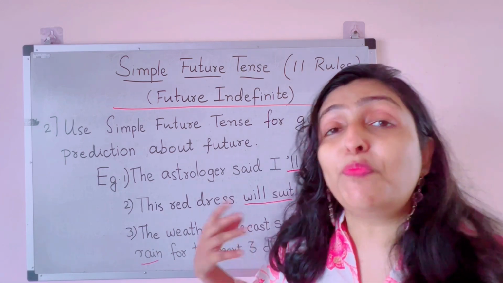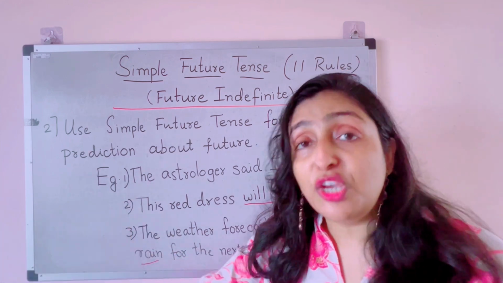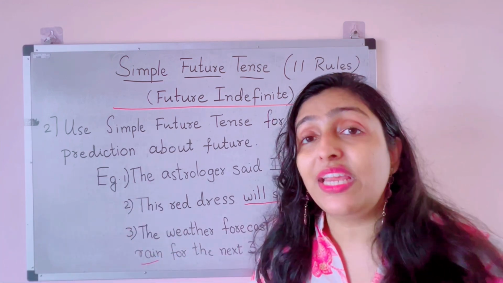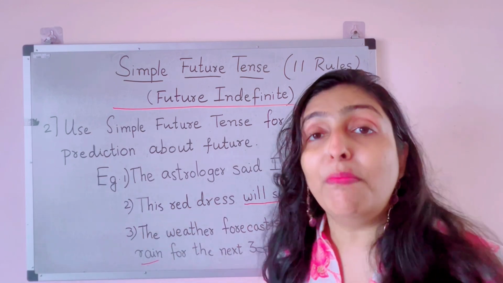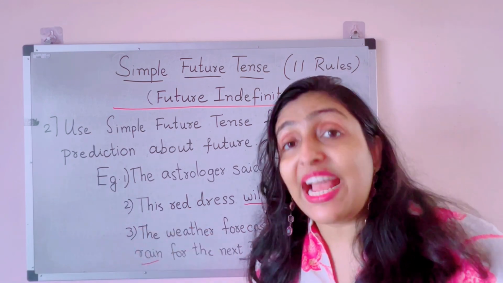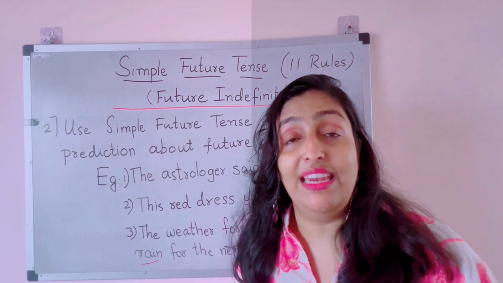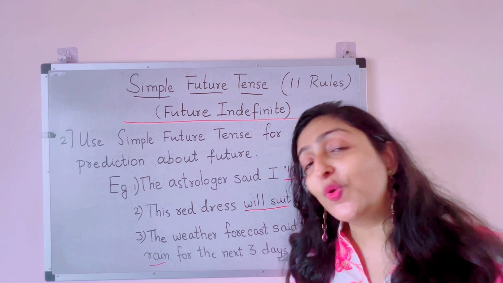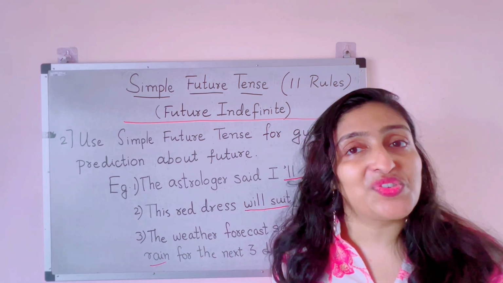They have given a prediction which is going to happen in the future, in the near future. Maybe in the next 3 days or in the next week or at least by the next month itself. So it's an anticipation. We'll all be eagerly waiting for that rain. In such cases, use simple future tense. Moving on to the next rule.